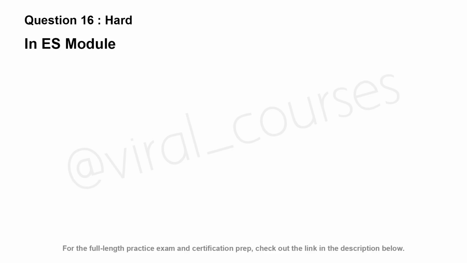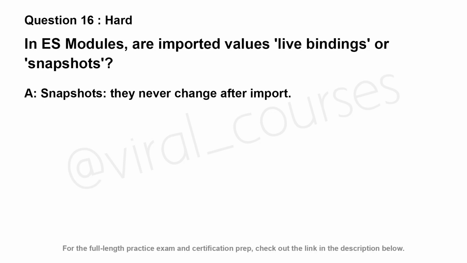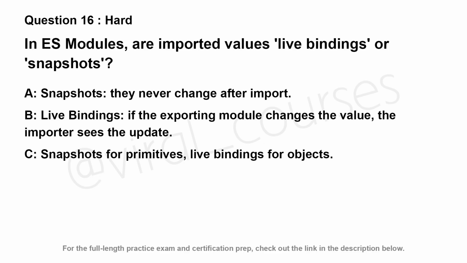In ES modules, are imported values live bindings or snapshots? Option A. Snapshots. They never change after import. Option B. Live bindings. If the exporting module changes the value, the importer sees the update. Option C. Snapshots for primitives, live bindings for objects. Option D. Live bindings for default exports only.